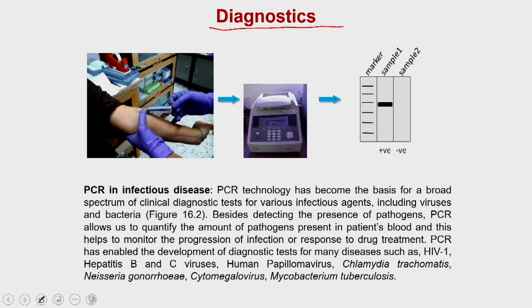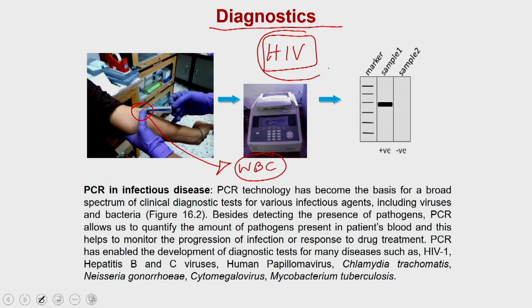PCR is extensively used for diagnostic purposes. In this example, we have taken an infectious disease, HIV. Suppose a patient is infected with HIV, or it is a sample where you have to detect it. First you extract the blood from the patient, and from the blood you perform the PCR analysis for the HIV virus. You have site specific primers which you can use to amplify the viral DNA, and if the sample shows a PCR product for the virus DNA, then the sample is considered positive. If it shows a negative result, then it is negative for the particular disease.